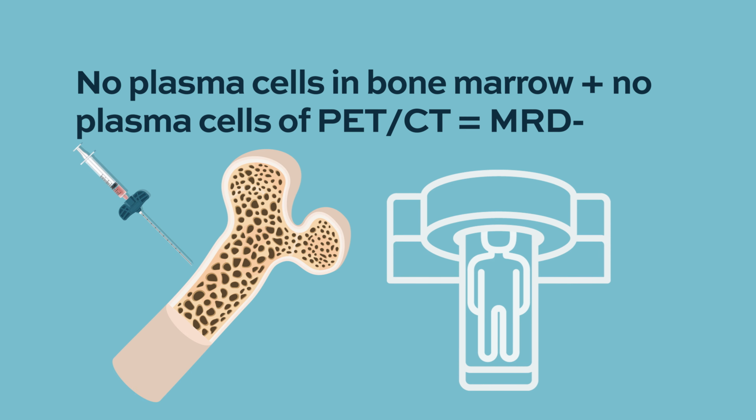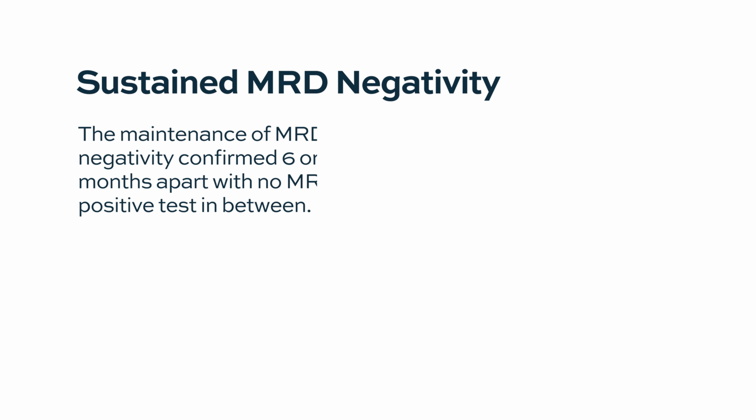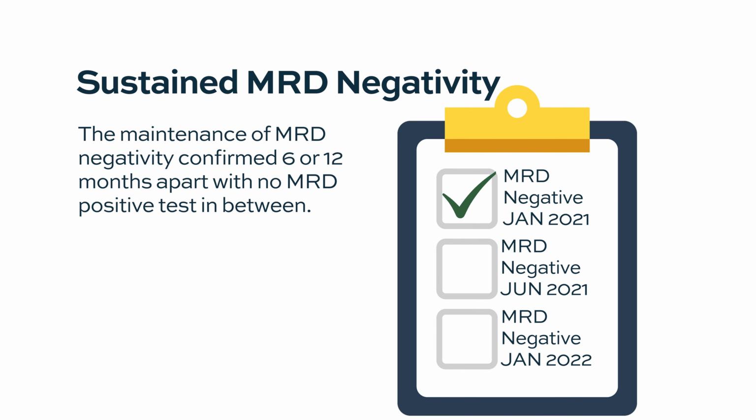And the last thing I want to mention is that some patients have sequential MRD assessments from the bone marrow biopsies, for example 6 or 12 months apart, and if they're both negative for MRD assessment, then we call it sustained MRD negativity. And in a lot of studies, and even here at our ASH meeting in 2021, we can see that patients with sustained MRD negativity have the best prognosis of all.